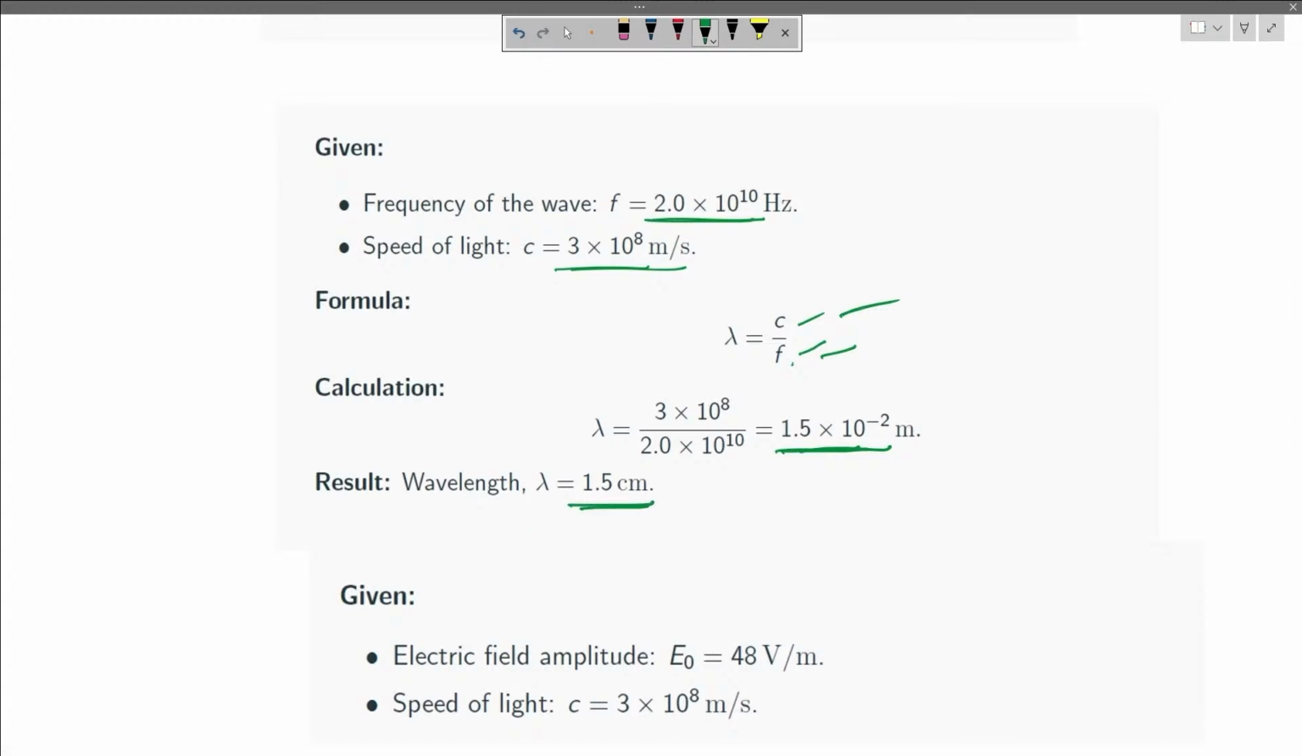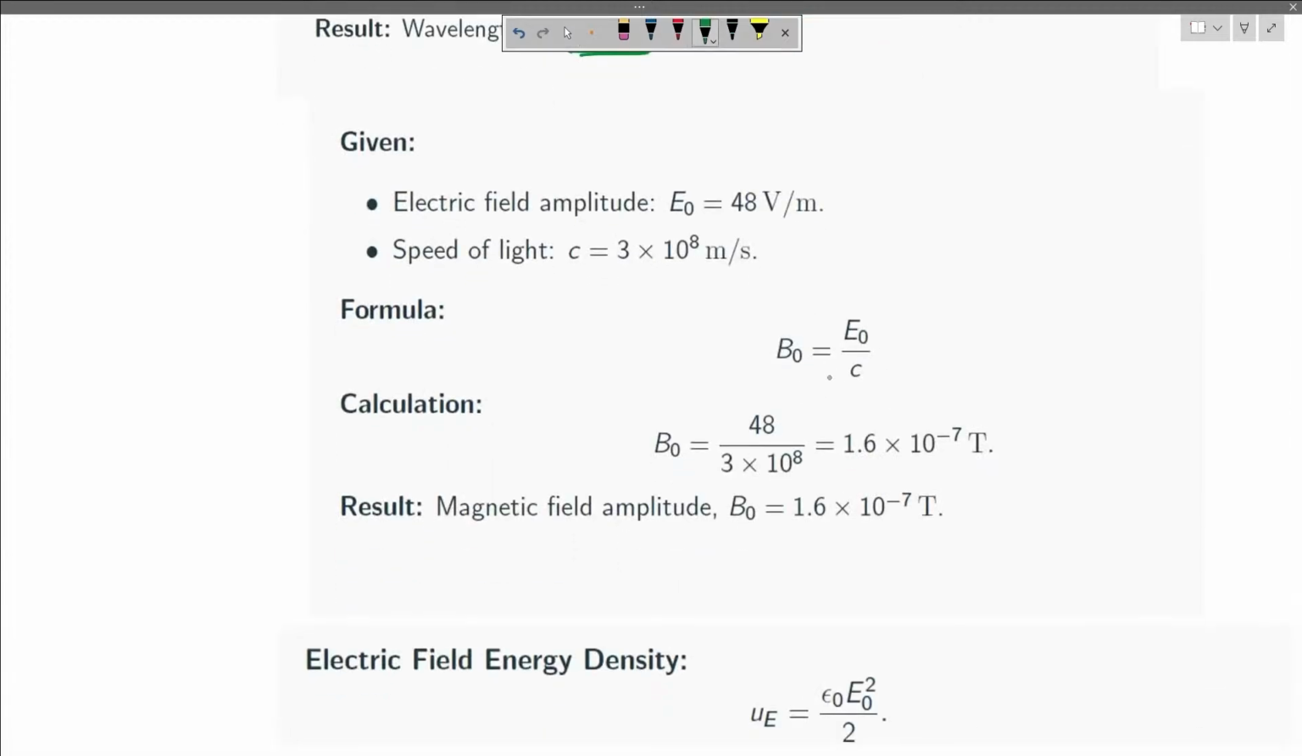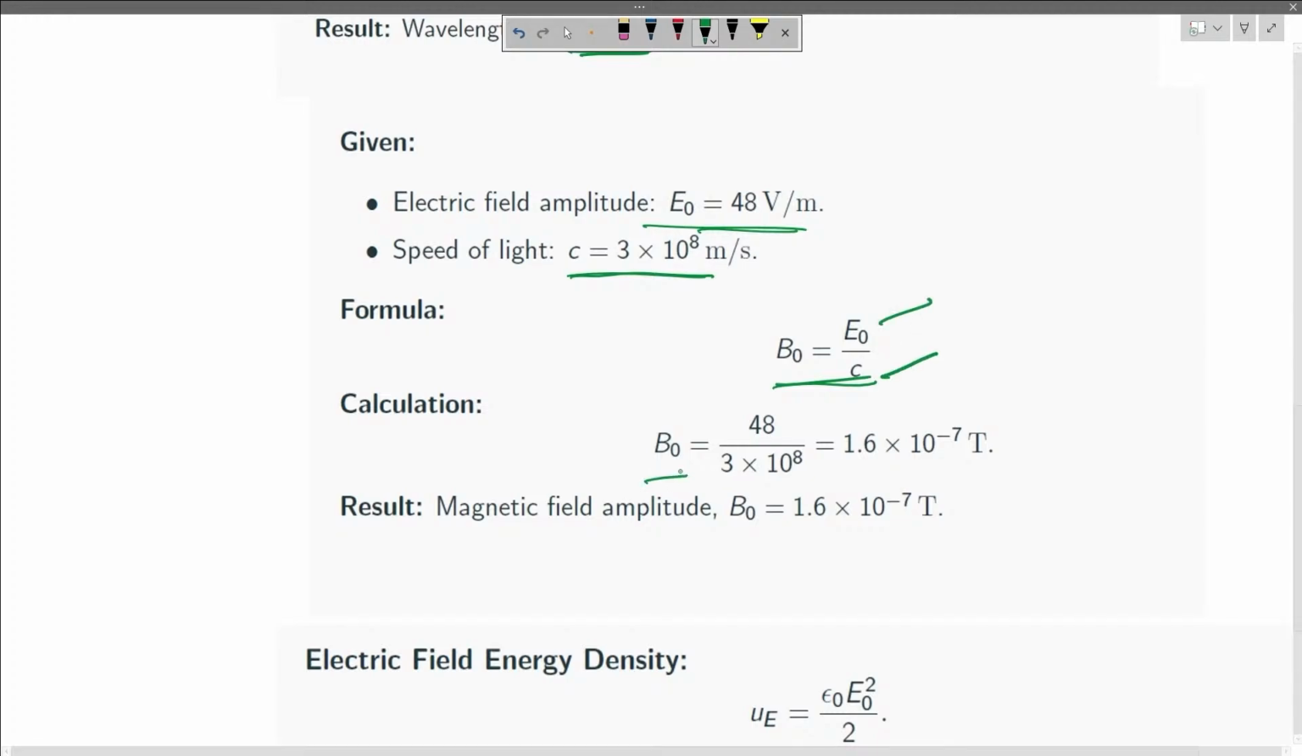Now let's find the magnitude of the magnetic field. We will use this formula, B naught equals E naught by c. The electric field amplitude is given as 48 volt per meter, and the speed of light is given as 3 into 10 to the power 8 meter per second. Upon substituting the values of E naught and c, we get the value of B naught, that is the magnitude of the magnetic field, as 1.6 into 10 to the power minus 7 Tesla.